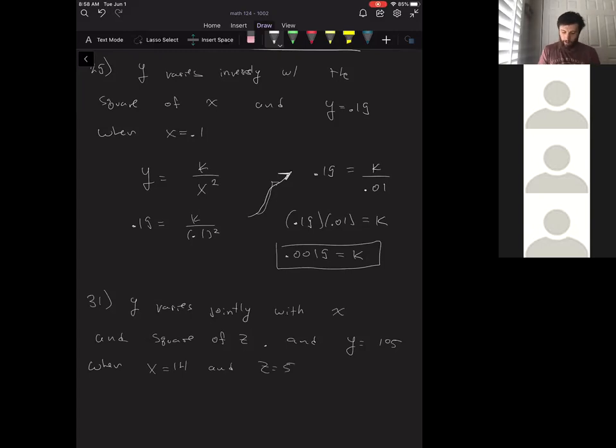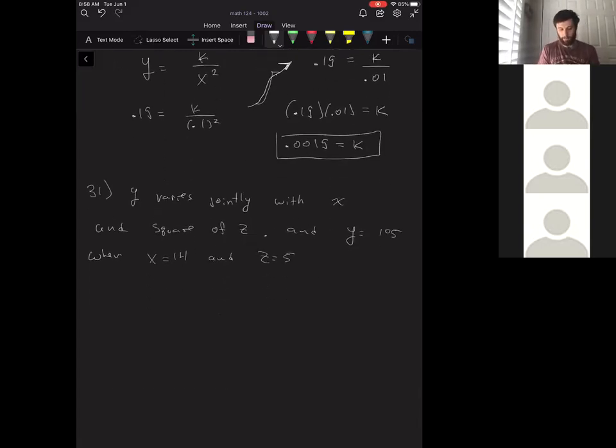When it says varies jointly, it means we're basically varying directly with both of these at the same time. So y is equal to k, and then we're going to have an x and a z. Jointly and directly mean the same thing in this book. The last thing from this problem is that it says jointly with x, so we have an x here, but the square of z, so we need a z squared. So there's our equation.